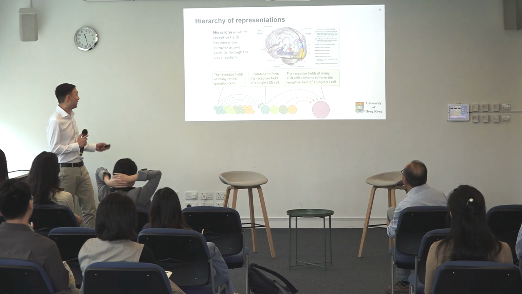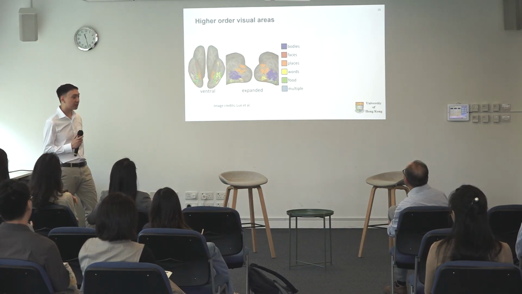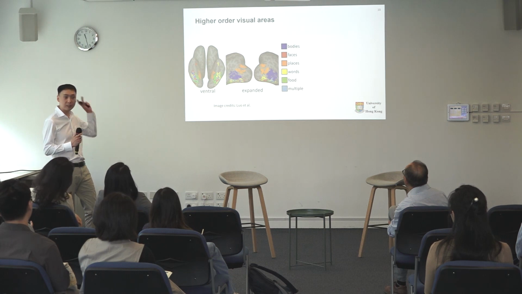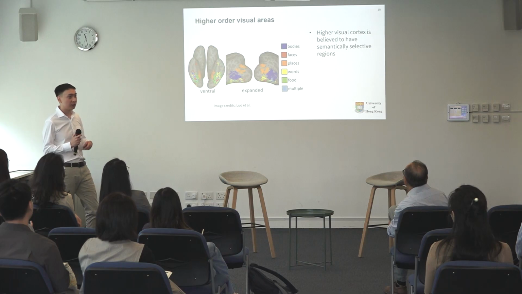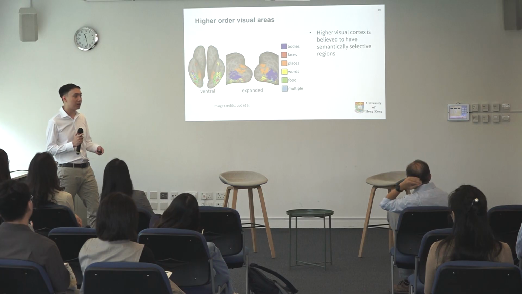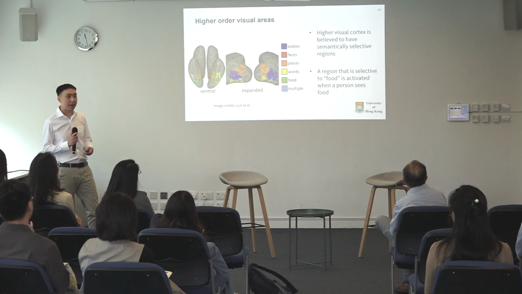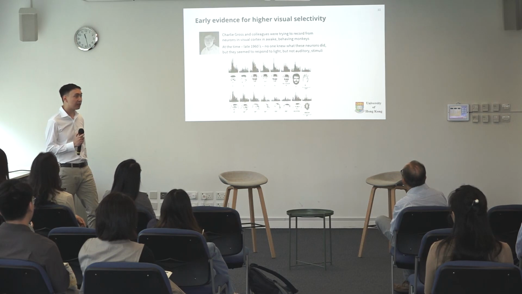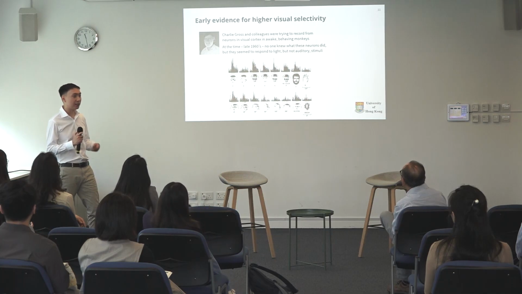The brain builds up a hierarchy of representations from early visual cortex to higher visual cortex. And finally, higher visual cortex, at the back of your brain, is generally believed to be semantically selective. You have brain regions that are activated when you see bodies, faces, places, words, food, objects, or even multiple different categories. What I mean by selective is that a region selective to food is activated when a person sees food. And this is another very famous neuroscientist in the 1960s, Charlie Gross. He spent a lot of time, and he didn't get any results.